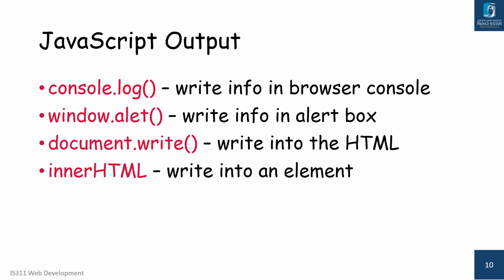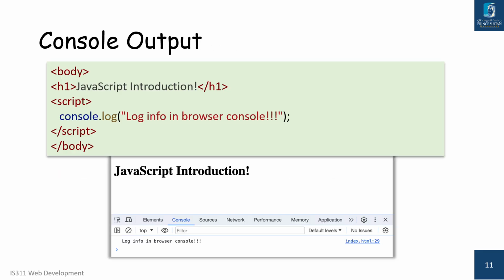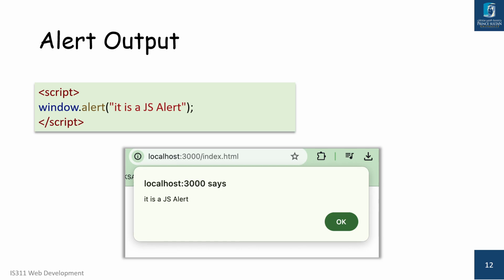So here you are trying to show some information to the user through the JavaScript code. Here's an example. In the console, you can see that message, console.log info in browser console. Okay, so it will go there. Here's an alert message. We don't need to write window.alert. We can simply say alert and it will work, because window is a global scope which is available everywhere. So we don't need to write window specifically. We can just simply say alert, done. It will show that message.